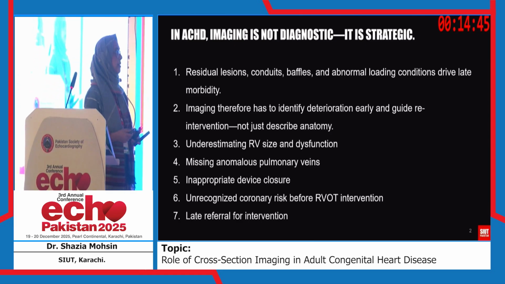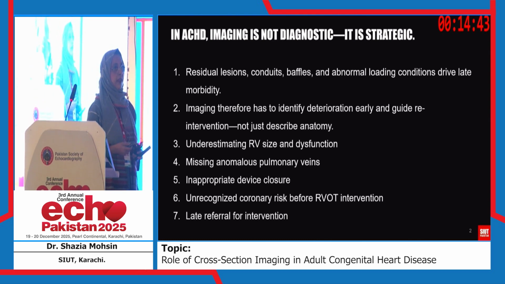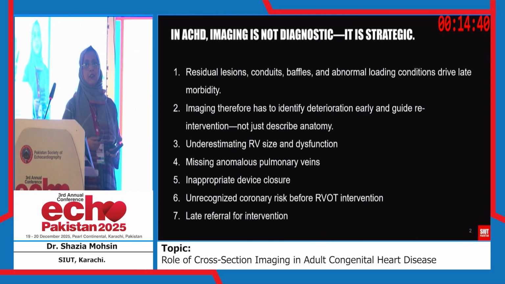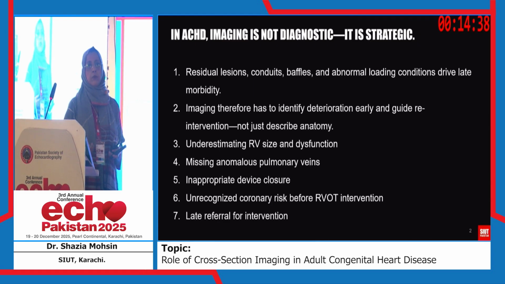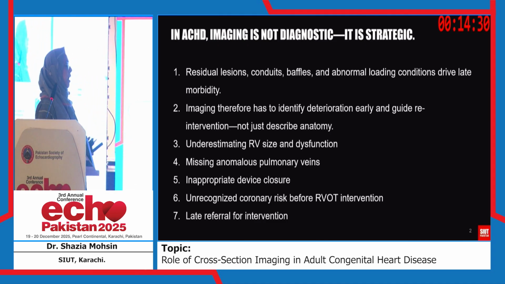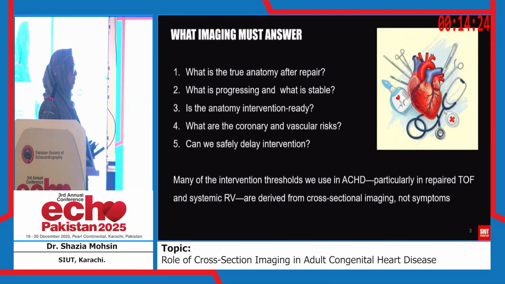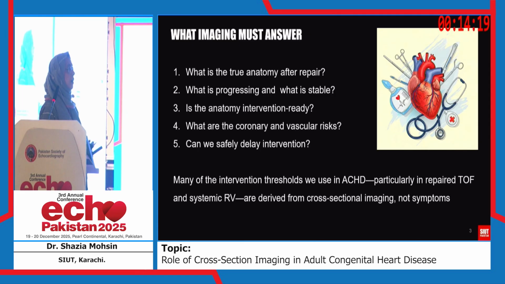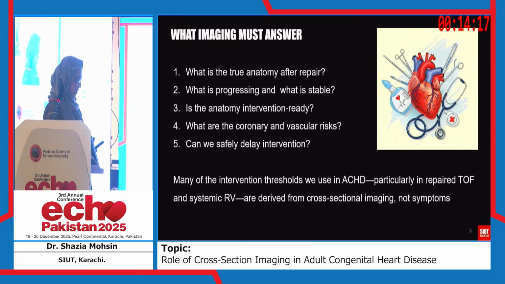It's not about anatomy, it's about strategic planning, because adult congenital heart disease patients are not just grown up children with congenital heart disease. They are the ones who have had multiple surgeries done. They have baffles, they have leaks, they have remodeled anatomy. So we need to really focus on the strategic planning of these children or these adolescents or adults with congenital heart disease. So what imaging must answer?